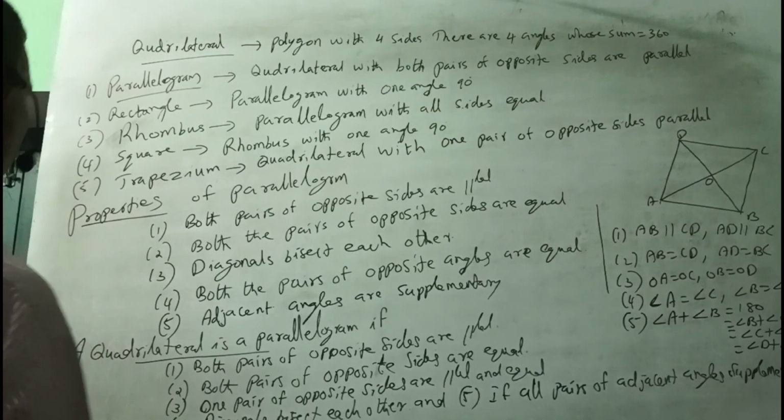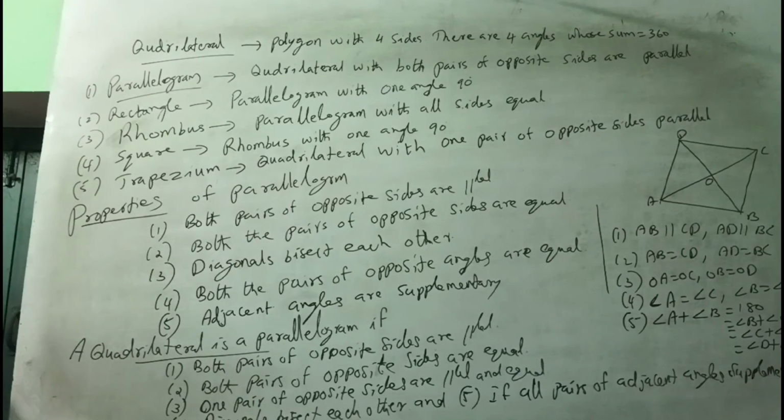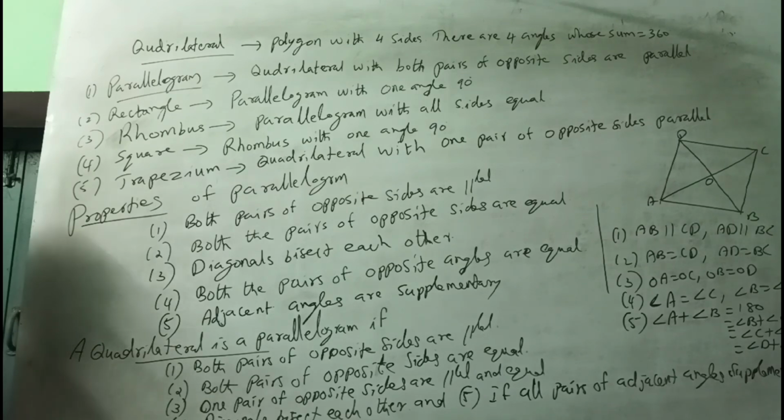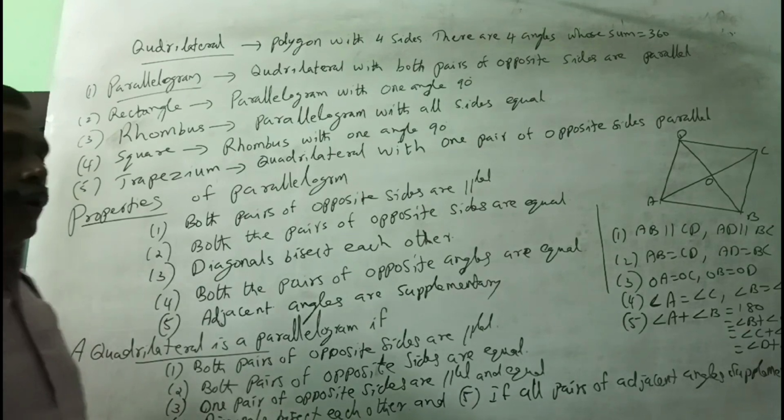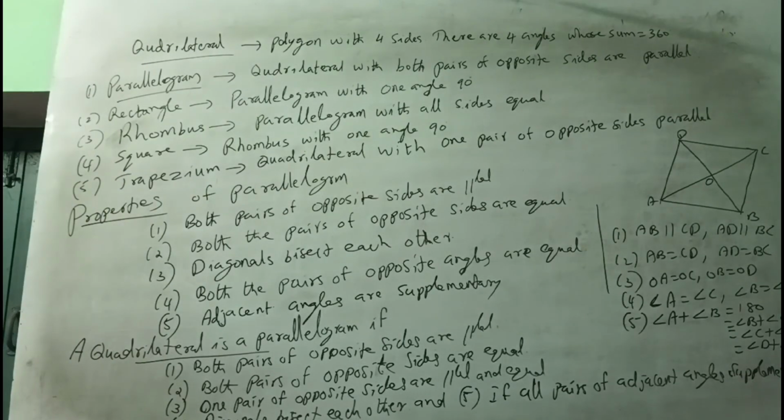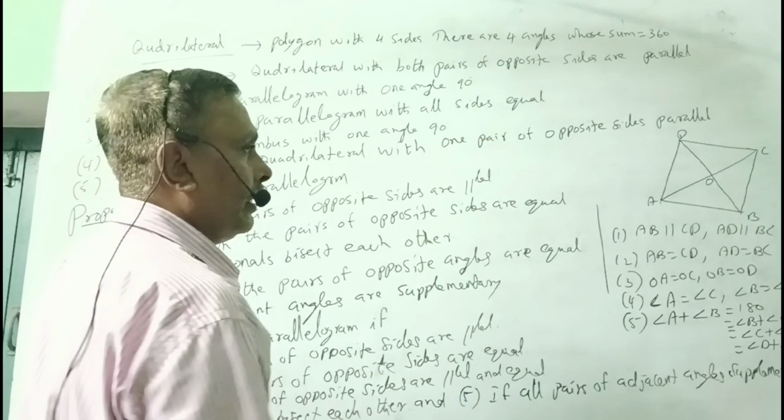So let us see what is a quadrilateral. So we studied what is a triangle. A triangle is a polygon with three sides. Just like that, a quadrilateral is a polygon with four sides. And there are four angles whose sum is 360 degrees.